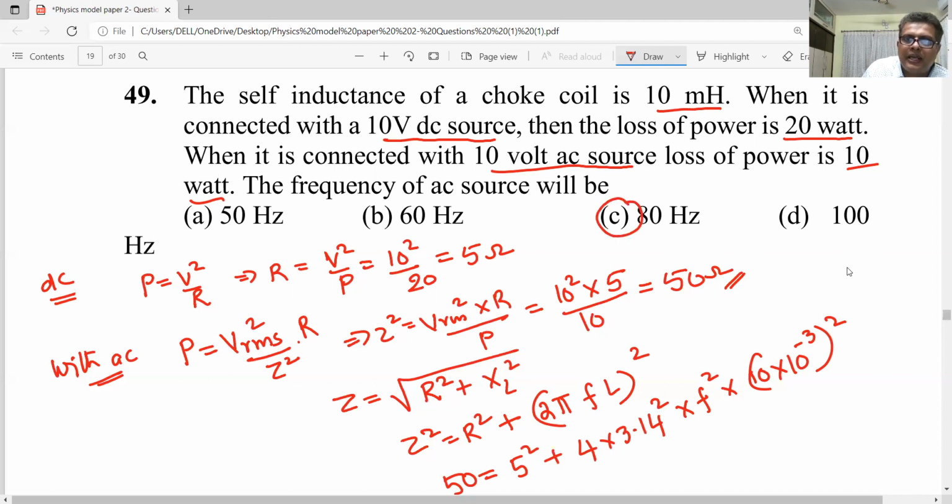The answer is option number C. 80 hertz is the right answer. All right, doing a little calculation: 50, 25, and 4 into 3.14 whole square, roughly you can take it as 10. So 4 into 10 is 40. F square, 10 into 10 power minus 3, which is simply 10 into 10 power minus 6, 10 power minus 2 whole square. Do the calculation and get the answer. That will not add up much, so you should be able to get it easily. We will take a little time for the calculation.